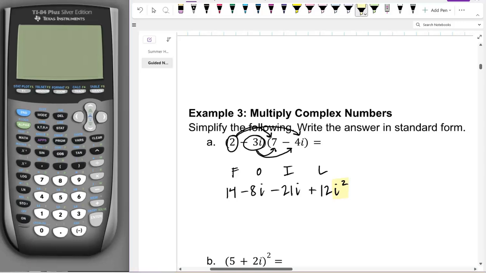Now it's important to simplify this. You can leave i in your answer, but you can't leave i to a power in your answer. That has to simplify. So i squared is always going to be substituted out with a negative 1. Let's simplify this. We have 14. We can combine negative 8i and negative 21i to make negative 29i. And then we replace i squared with negative 1, because we know i squared is equal to negative 1. Now we can simplify even more. 12 times negative 1 makes negative 12.